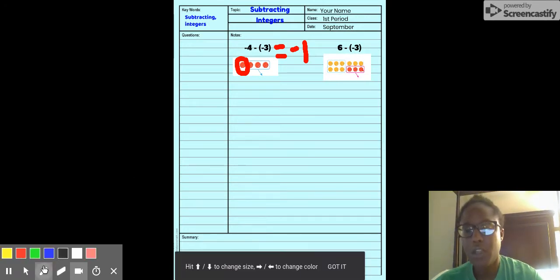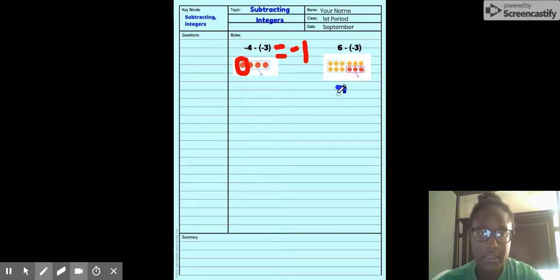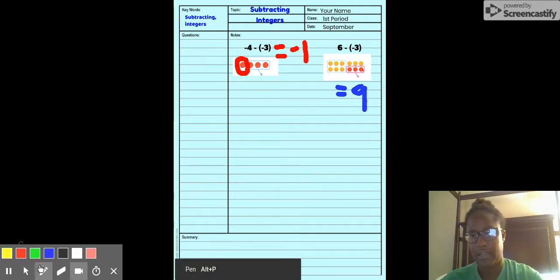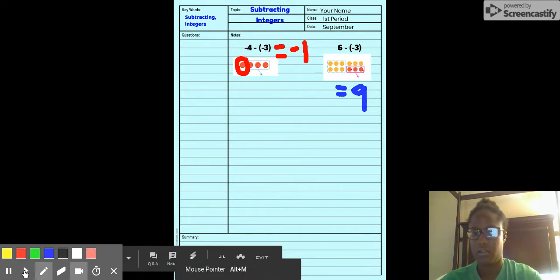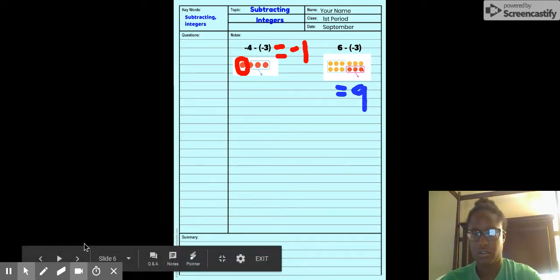So on this one, we added a zero pair. So now we can take away 3. So this is why we took away this 3 right here. And we're now left with 9, because 6 plus 3 is 9. All right, let's go on to our next slide. Let's see here. I always do this really weird. There you go. Oh, I need to erase this.